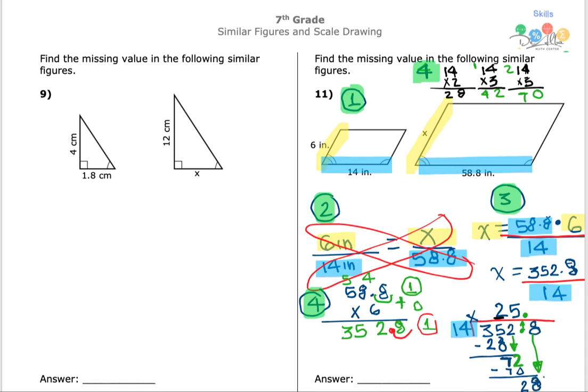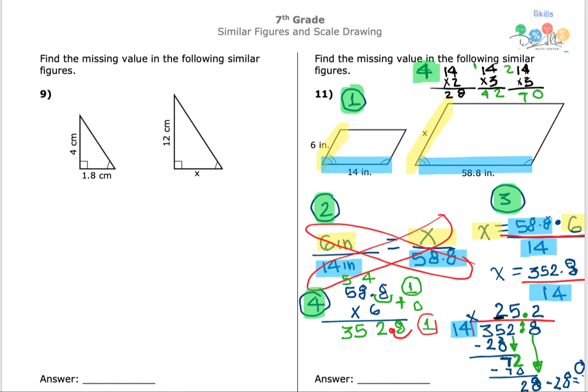And I like this one because we already worked it out. You see right here, that was the first one we did, 14 times 2. So we need to put a 2 right here. 14 times 2, that's 28. So here I'm going to put it horizontally. Minus 28 equals 0, no remainder.